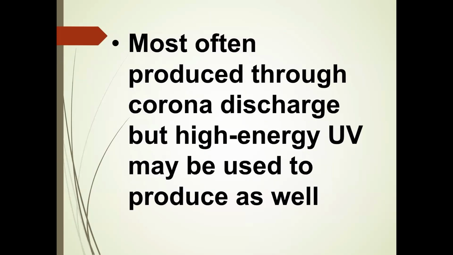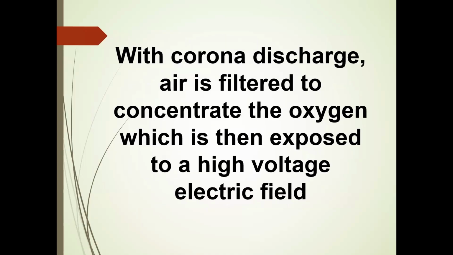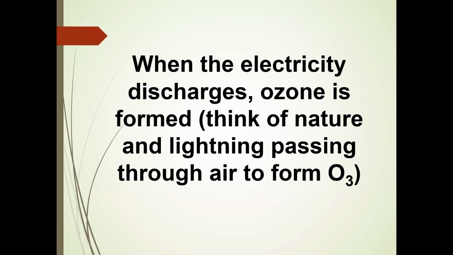Ozone is most often produced through corona discharge, but high-energy ultraviolet may also be used to produce it. With corona discharge, air is filtered to concentrate the oxygen, which is then exposed to a high-voltage electric field. When the electricity discharges, ozone is formed. Think of natural lightning passing through air and forming ozone during a thunderstorm.